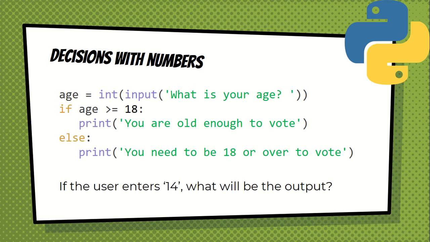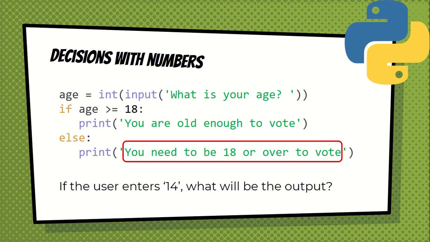So here, if the user enters a value of 14 when they're prompted by the input box, what will the output be? And yep, if you are thinking that it's going to be the else action, you need to be 18 or over to vote, then that's correct, because the condition is false.